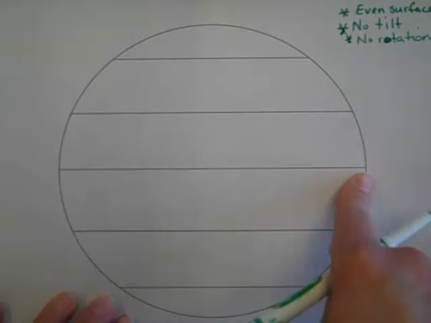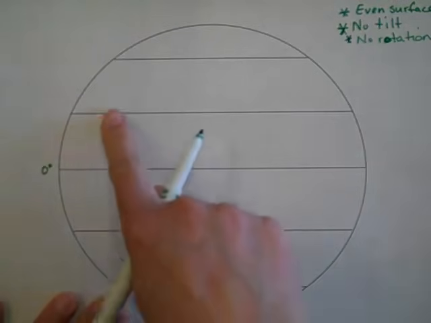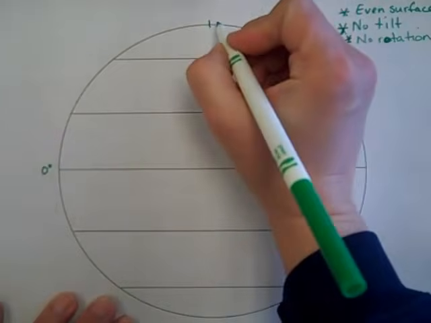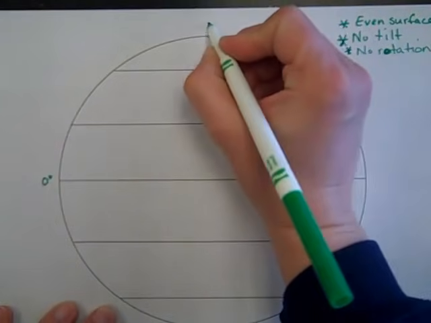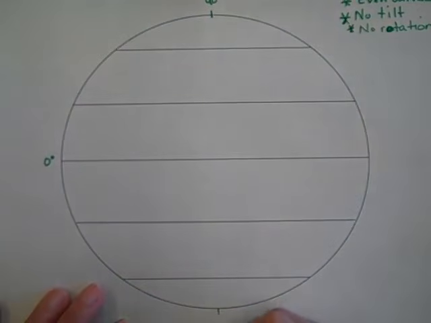This is our 0 latitude line. This is our equator. Up here, of course, is our pole. This is the North Pole. So this is 90 degrees north. Down here, we have 90 degrees south. Okay, so we have our two poles.